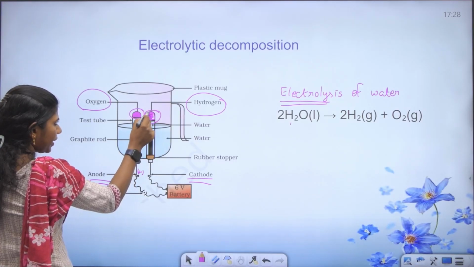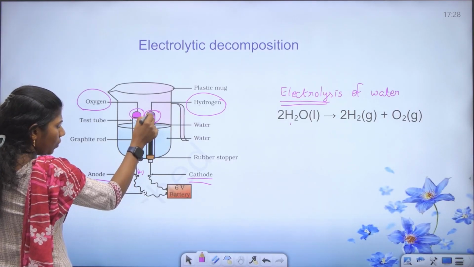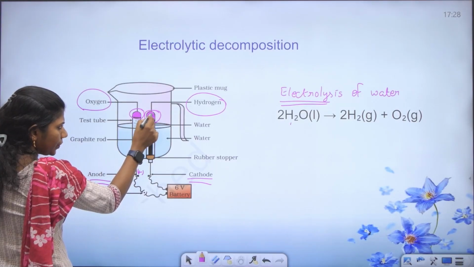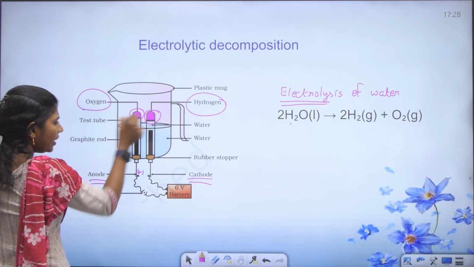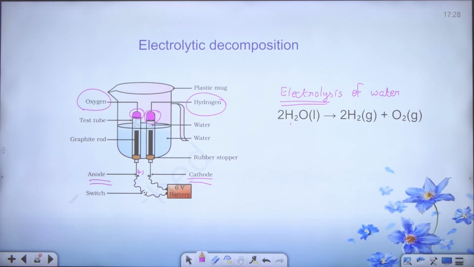Density of oxygen and hydrogen gas is very low, so it's collected here. Then check the volume. Which is higher? Hydrogen. Volume of hydrogen is greater than volume of oxygen. That means more hydrogen molecules are formed. Hydrogen is collected on the cathode side and oxygen gas is collected at the anode.